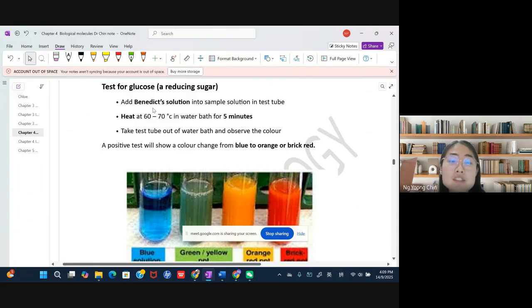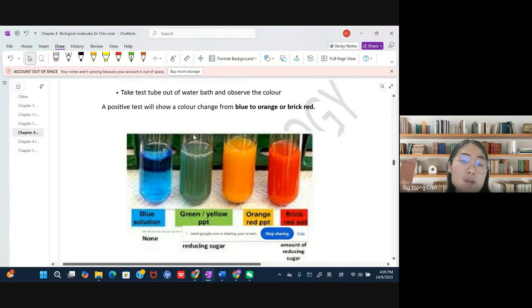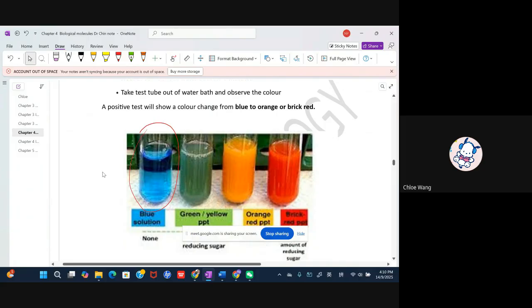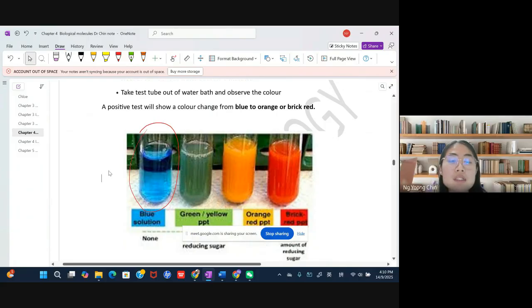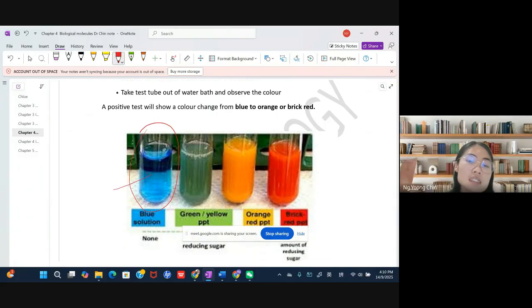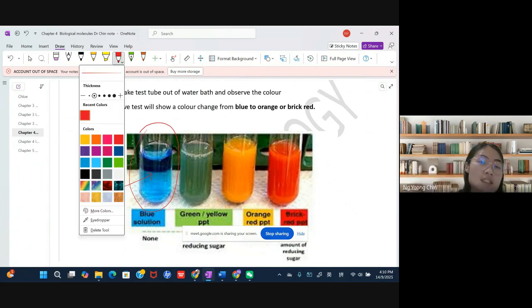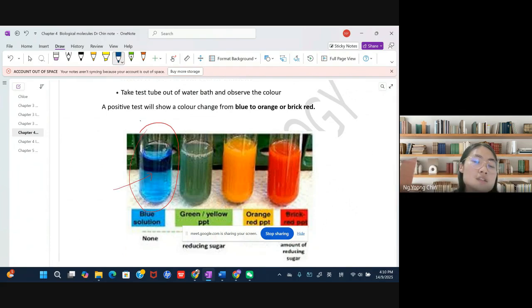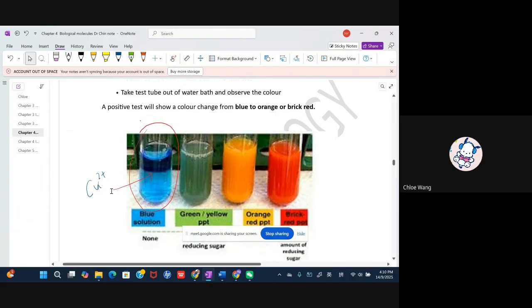Initially, the Benedict's solution is, you can see, Chloe, this is the initial color of Benedict's solution. What is the color? Blue. Yeah, it's blue. So why is it blue? It's because inside it contains copper 2 plus ions. This copper 2 ion naturally gives this solution a blue color. So pretty, right? Yes.